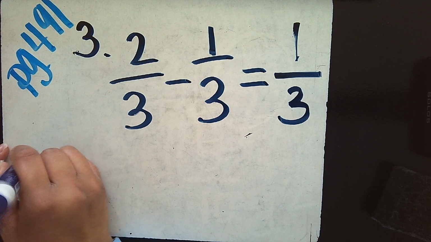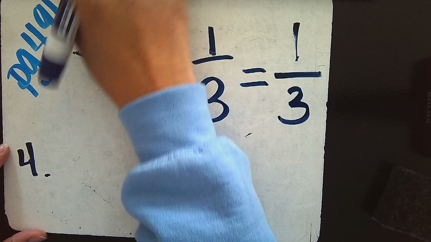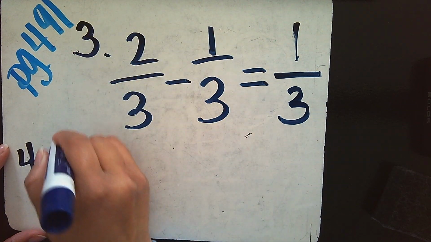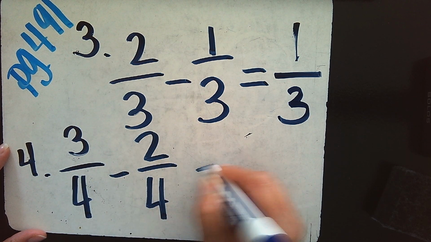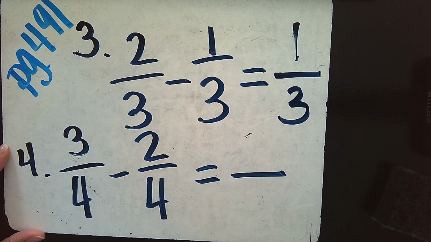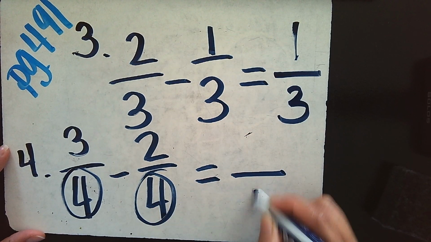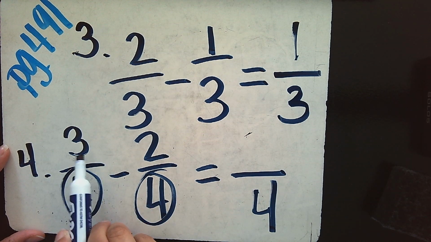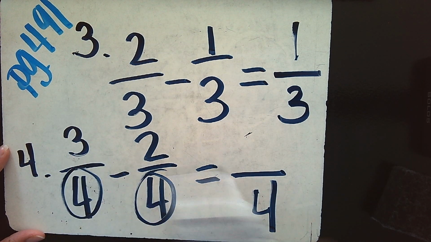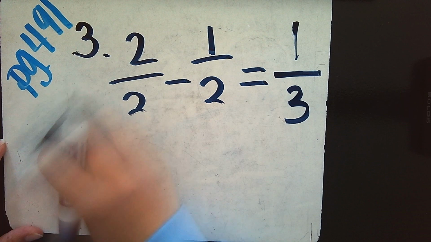Okay, then I can go to number 4. Scrolling on my other page. Number 4's problem is 3/4 minus 2/4. Again, my first thing I can do is write down my denominators. My denominators are both the same, so I will write it down. Okay, remember, do not subtract your denominators. Then you will subtract straight across your numerators. 3 minus 2 is 1. Hopefully I'm not going too fast for you guys.